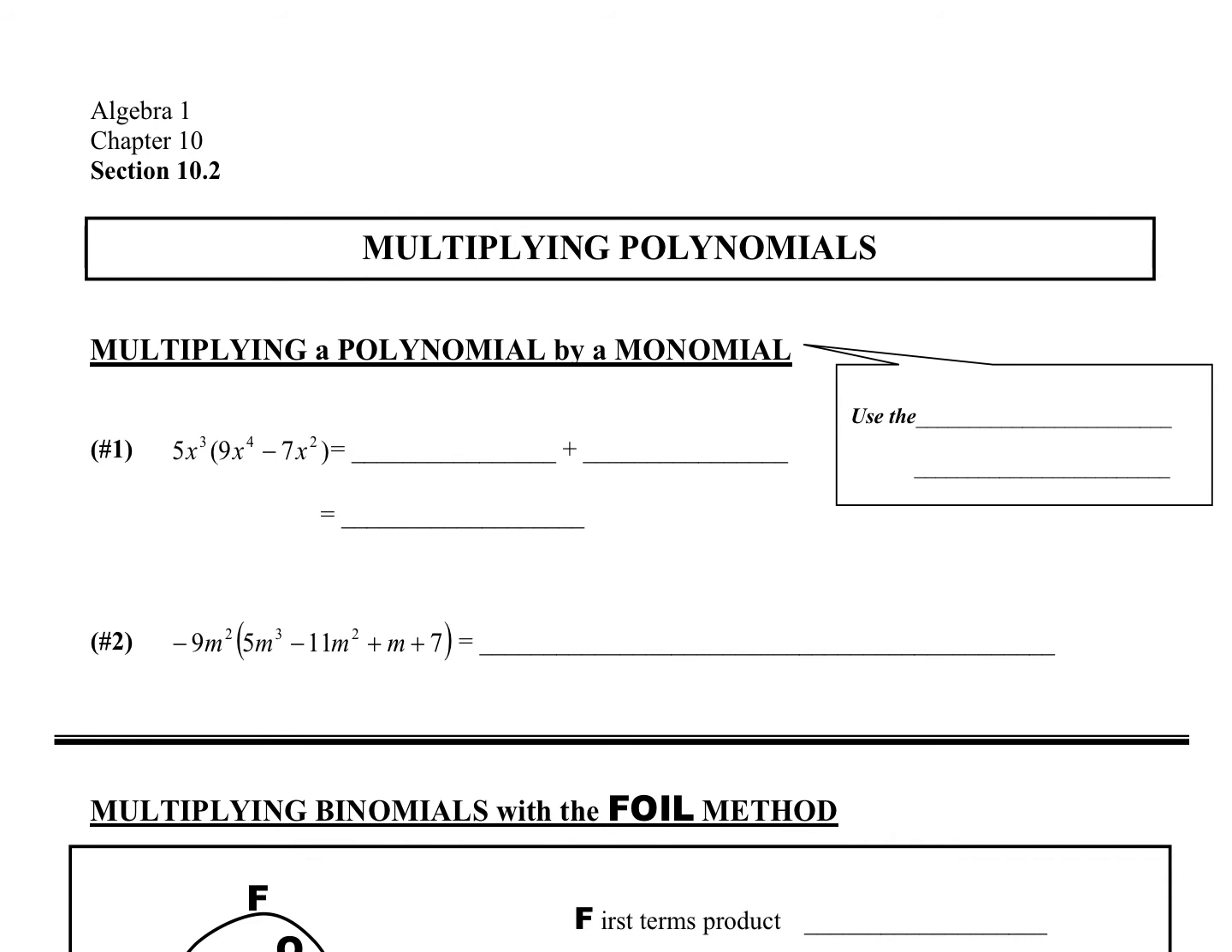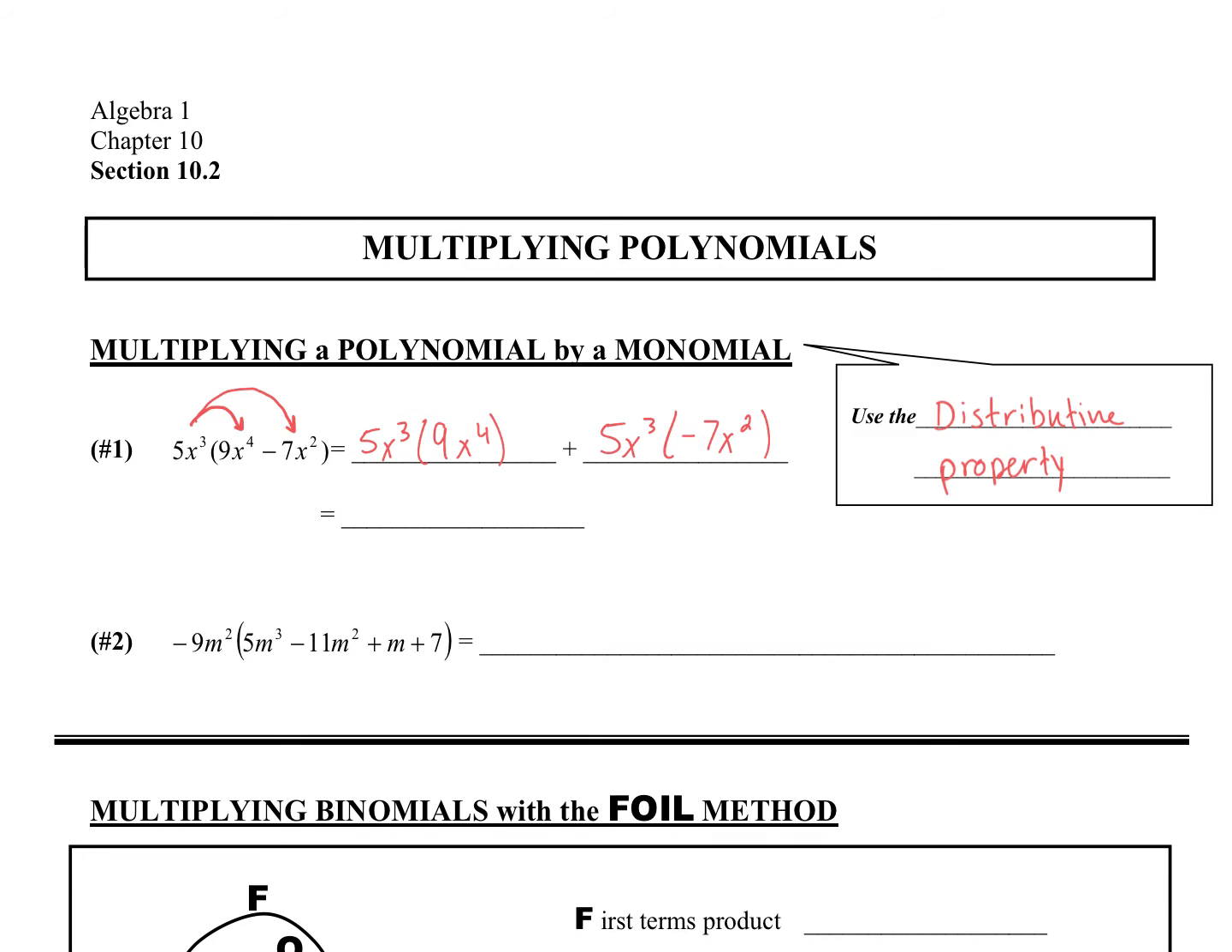So if we're multiplying a monomial by a polynomial, we're going to use the distributive property. What we're going to do is 5x cubed times 9x to the fourth, and then 5x cubed times negative 7x squared. So we're going to have 5x cubed times 9x to the fourth plus 5x cubed times negative 7x squared.